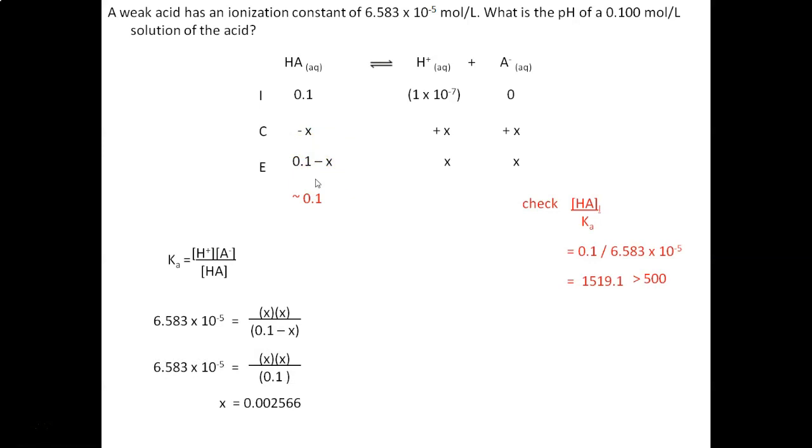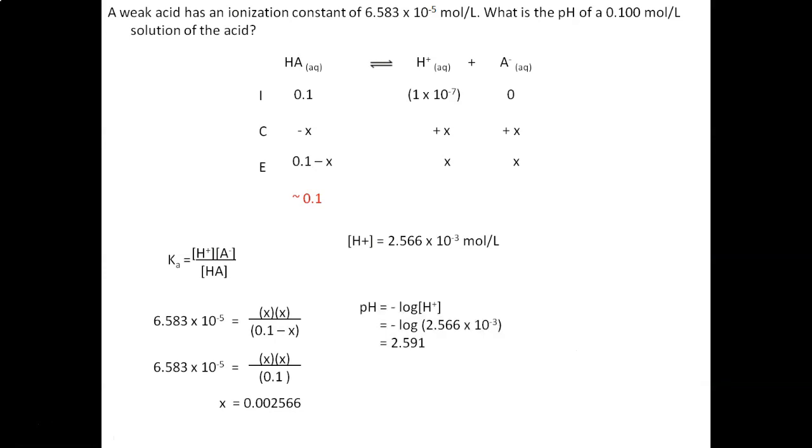So then I solve. And now because I made the assumption, I have to do proof. I see that's less than 5%, so it's a valid assumption. So now we know our concentration of our protons, and we can calculate our pH.